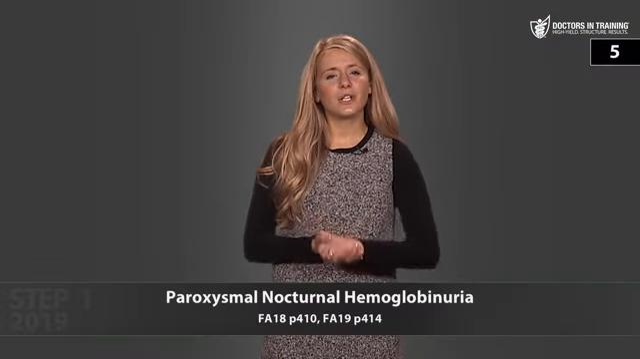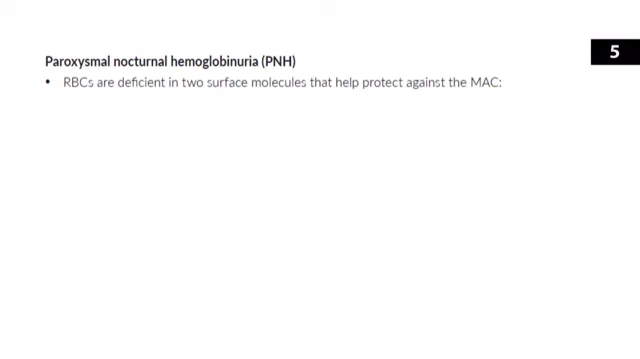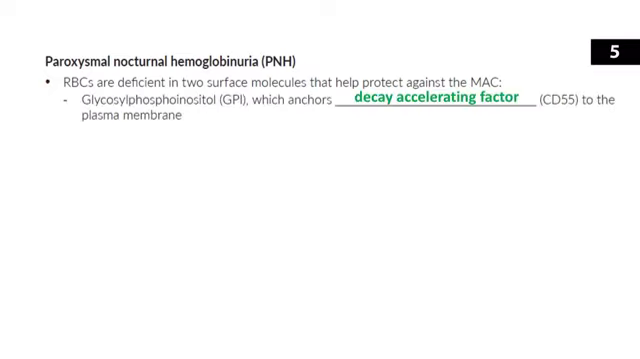Take a look in your study guide and let's talk about PNH for just a moment. PNH occurs in individuals whose red blood cells are deficient in two surface molecules that are involved in protecting the cell from destruction by the complement in the MAC. The first is a glycolipid called GPI, or glycosyl phosphatidylinositol, which is a molecule that anchors various cell surface proteins to the plasma membrane, including decay accelerating factor, or CD55. The second surface molecule that's missing in these patients is called MAC inhibitory protein, or CD59, which also prevents the membrane attack complex from destroying cells.